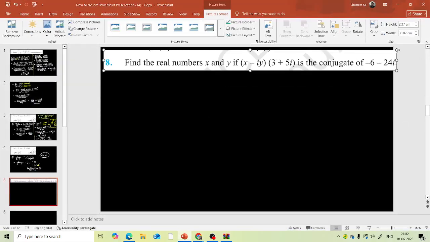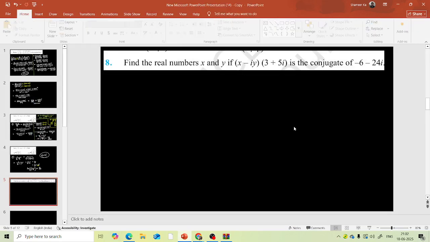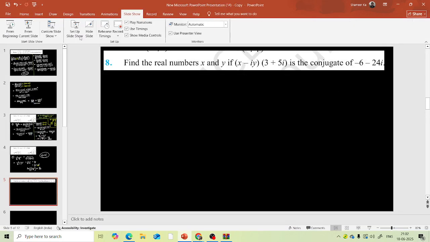Can you see? Okay. All of you please listen. You can see the screen, right? So look here. The question is, find the real numbers x and y if x minus iy into 3 plus 5i is the conjugate of minus 6 minus 24i.